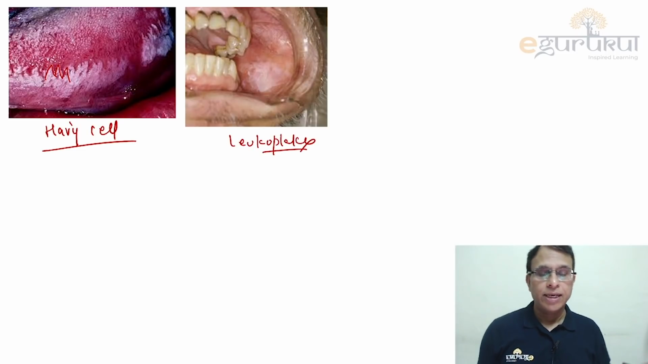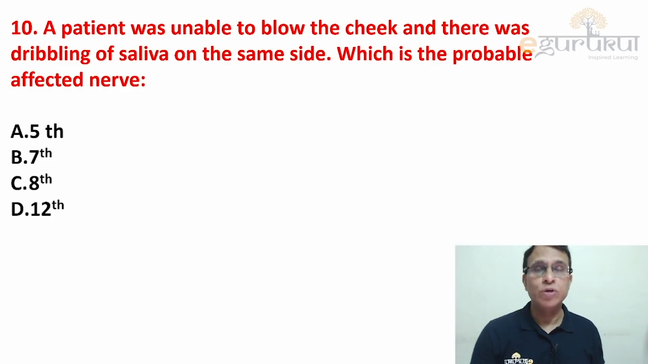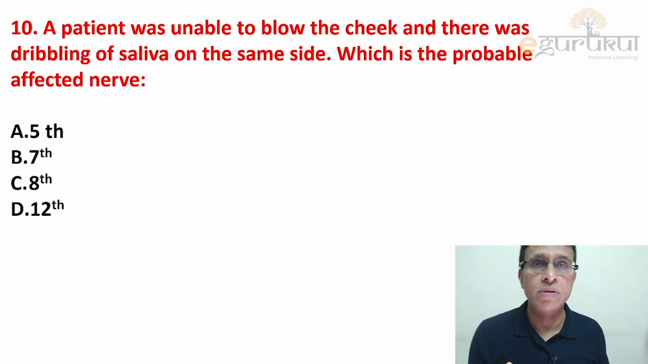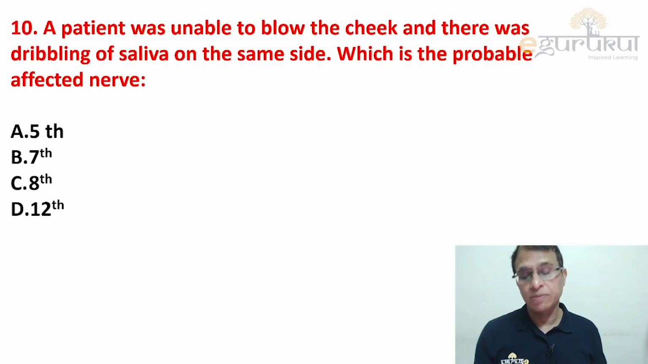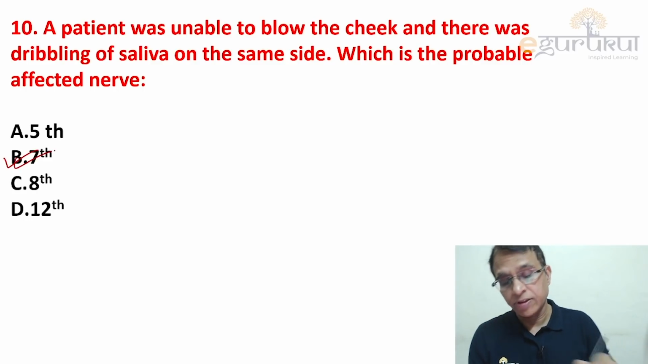Right. And the last image, the question from the ENT that I've got: a patient was unable to blow the cheek and there was dribbling of saliva from the same side. What is the probable nerve affected? Very clear cut. If you cannot blow, these are facial muscle problems. So if the facial muscles are defective, the only nerve that supplies them is the facial nerve, the seventh nerve.